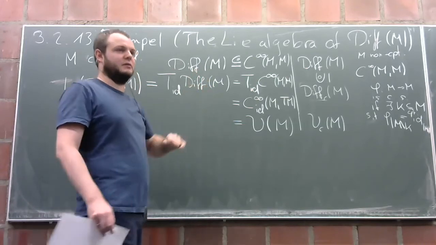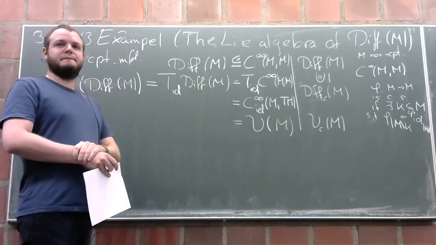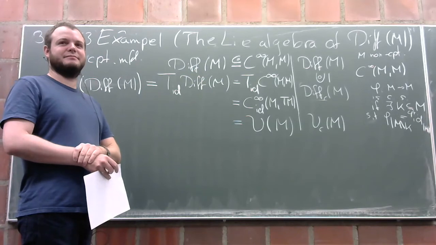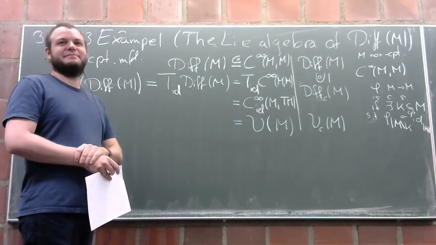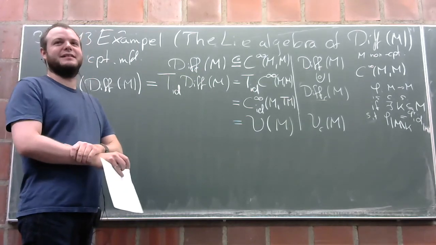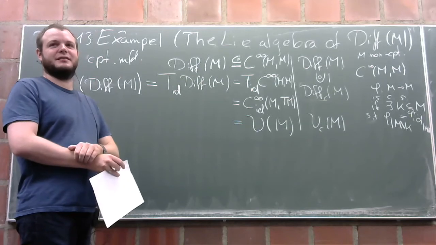You can also see this in the problem set. Yes? It's related to the fact that if you have an action of the group on itself on the left, then you get the right invariant vector fields, and the other way around. Yes, exactly. So here we decompose, then we have a left action, and then we take the derivatives, which have the right invariance.